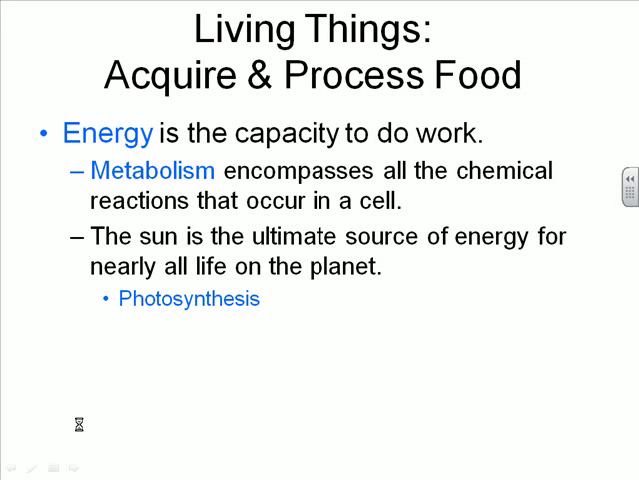Now, the ultimate source of all energy for us is the sun. The sun is very important in the process of photosynthesis, where we're going to transform solar energy into a chemical energy. And then we living things take in that chemical energy and use it for metabolism.